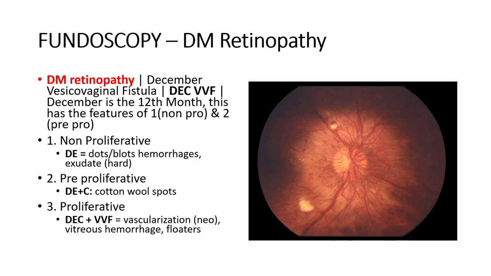Now, anytime you see cotton wool, in addition to D and E, you are already at the pre-proliferative phase of diabetic retinopathy. Now, in the proliferative phase of diabetic retinopathy, you have your dot blot hemorrhages, exudate, and cotton wool spots. In addition to this, you have new vascularization, vitreous hemorrhages, and floaters.